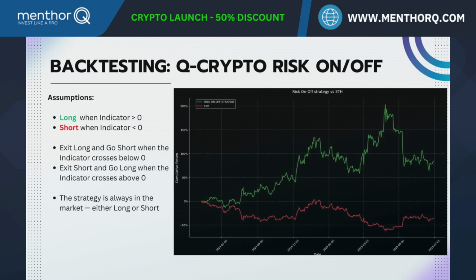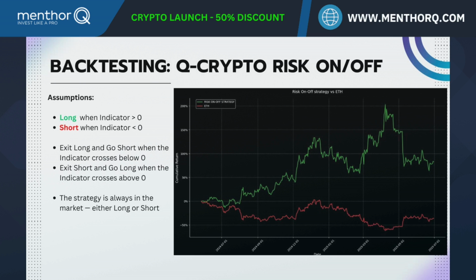Again, we don't have any stop loss or take profit in consideration. We are going long when the indicator is greater than 0, and we're going short when the indicator goes below 0. So, the exit long and go short position really are when the indicator crosses the 0 level from above to below, and again we do the opposite in the other way. So the strategy is always in the market, and basically we are either long or short.